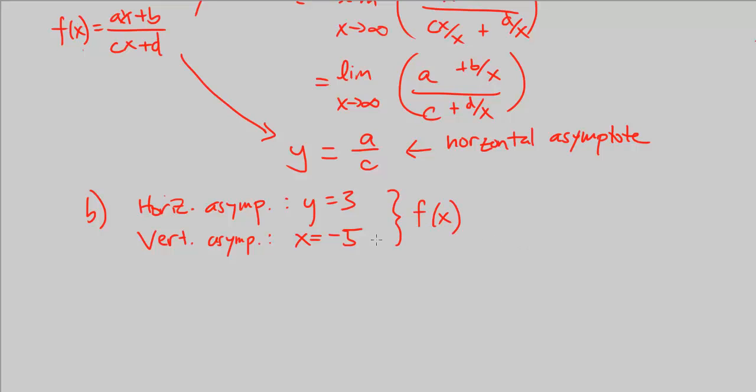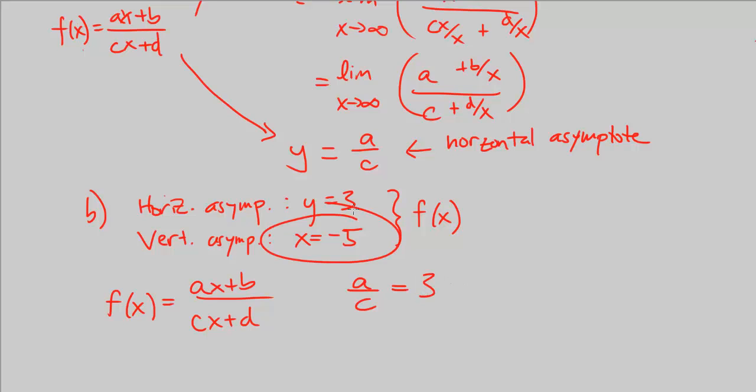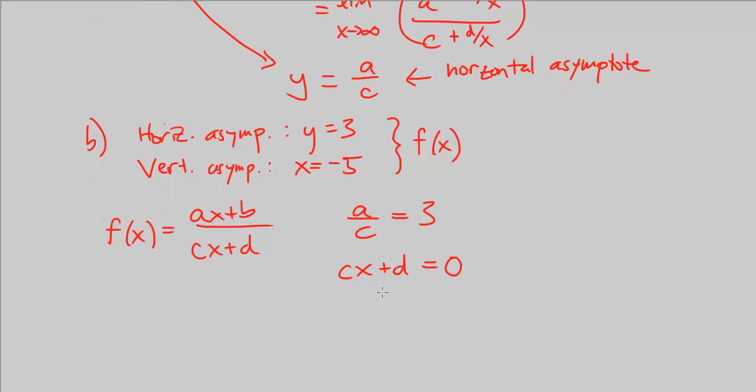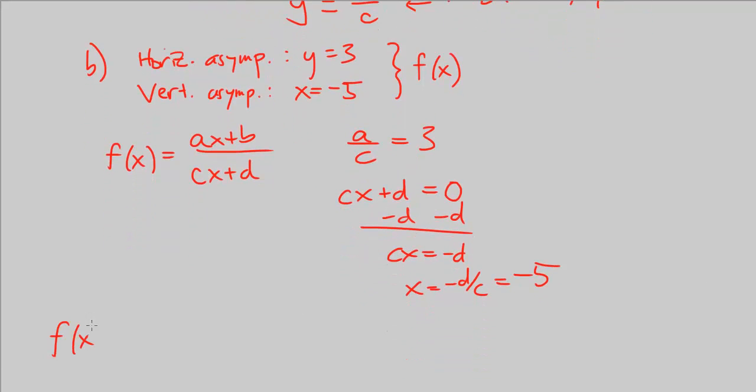So all we want to do is find a function f of x. For the horizontal asymptote to be 3, if f of x is equal to ax plus b over cx plus d, we know a over c has to equal 3. To have a vertical asymptote, the denominator has to equal 0. So cx plus d equals 0. Solving for x, we subtract d from both sides to get cx equals negative d. Divide by c, and x is equal to negative d over c. And this has to equal negative 5. So as long as a over c is equal to 3 and negative d over c is equal to negative 5, then we're good.